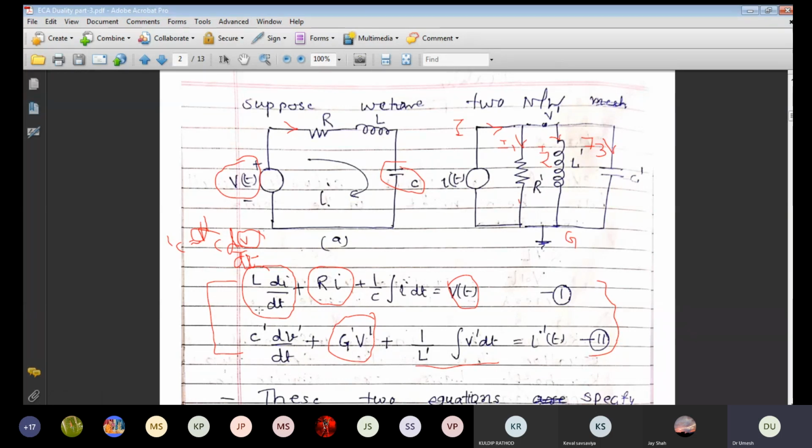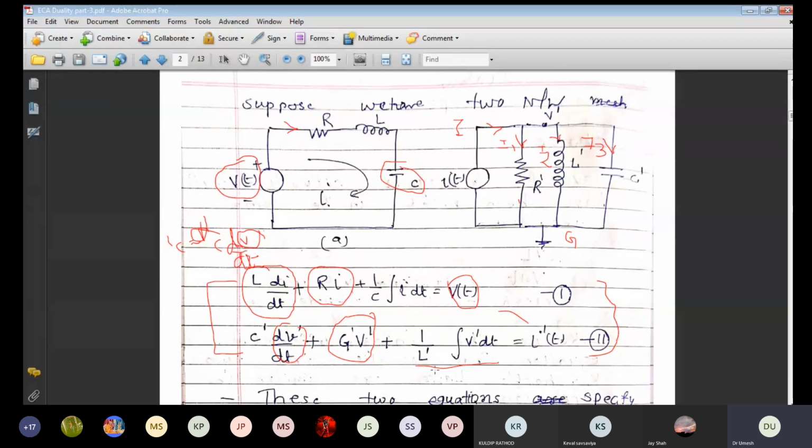So if I put C dash instead of L, whatever the value of L, the same value I have put as a C dash. Whatever the value of R, I have put this value as a G dash. Whatever the value of C, I am putting this value as L dash. So this is differentiation with differentiation, simple with simple, integration with integration, and current with voltage, right?